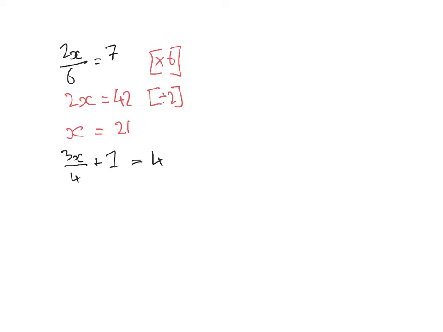Always check. One of the nice things about equations, one of the few times you can do it in maths, is you can check. You can take the 21 and put it back in here. So is 2 times 21 divided by 6 equal to 7? Well, 2 21s are 42. 42 divided by 6 is 7. Yes, so you know that this is correct.